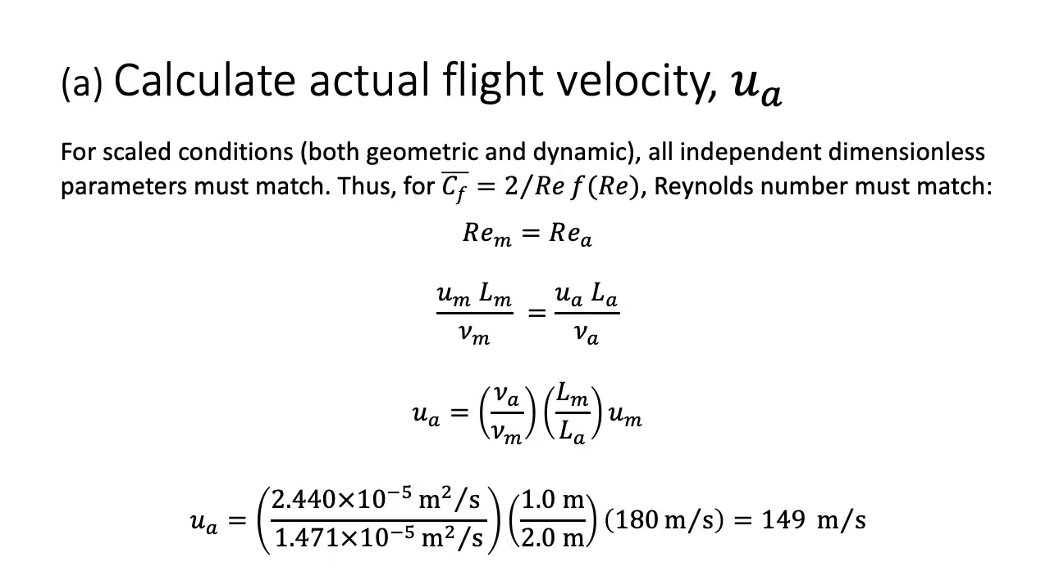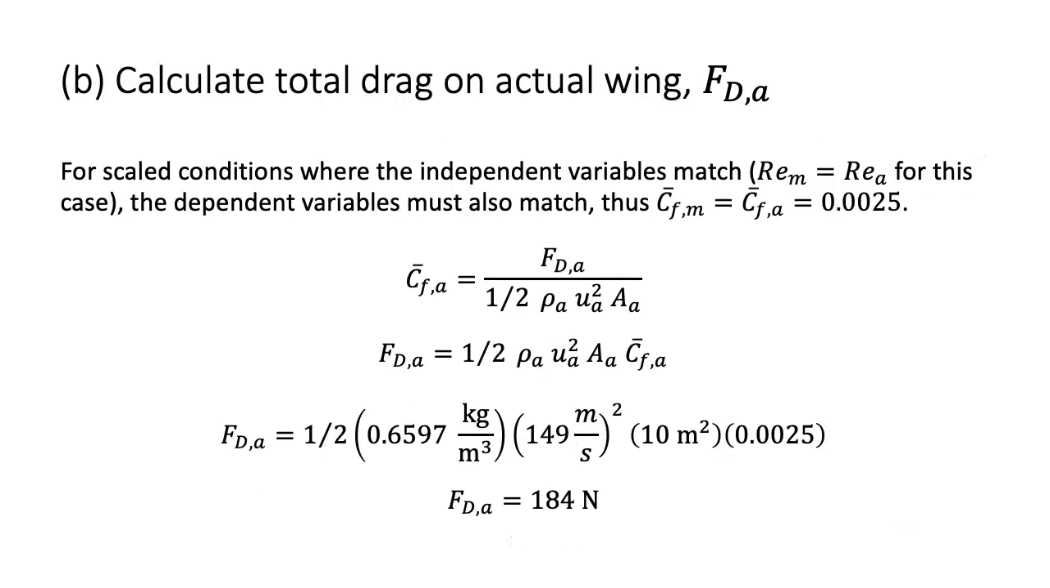Using this constraint and substituting in values, we find that due to the changes in properties and dimensions, the scaled actual velocity is 148 meters per second. For Part B, to calculate the total drag on the actual wing, we note that since we have both geometric and dynamic similarity, in particular for this case because the independent Reynolds numbers match, then the dependent drag coefficients must also match. Thus, we can use the results from our wind tunnel testing under significantly different conditions.